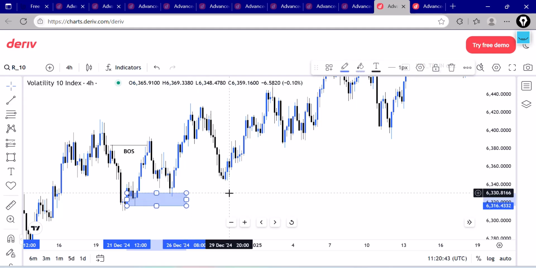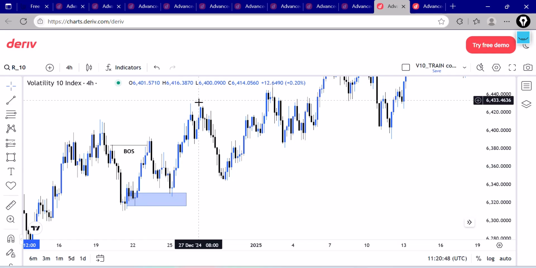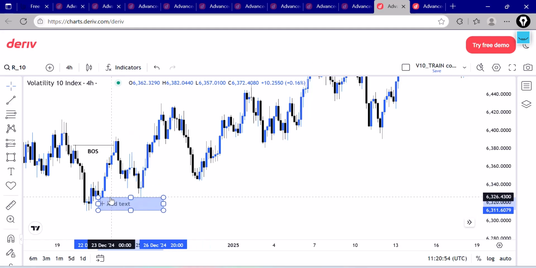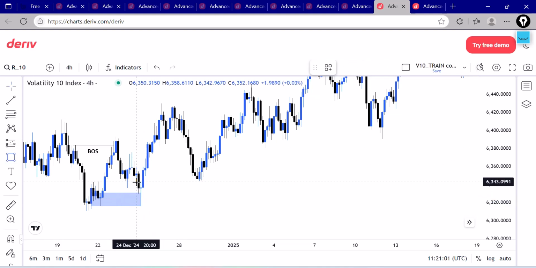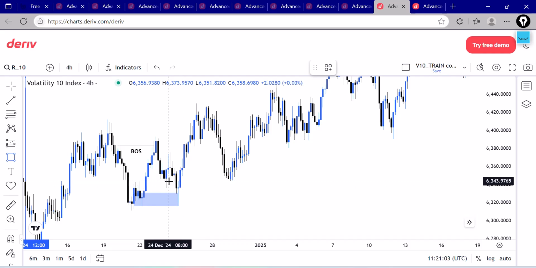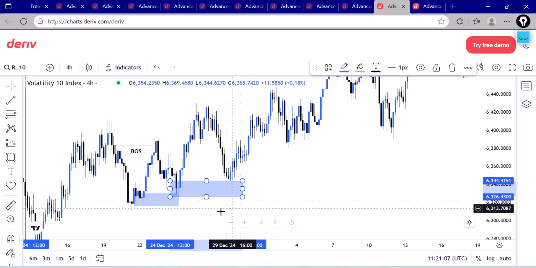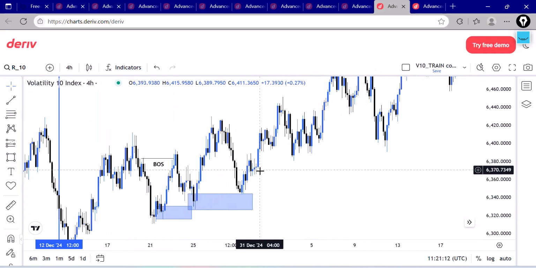All right, so let's move on and look for another zone. So now after this massive movement, we can also consider this to be another demand zone. These zones are what we are looking for. When we see them, it's a valid zone that we will look at for a buy. All right, so let's look for another demand zone. This is another demand zone.